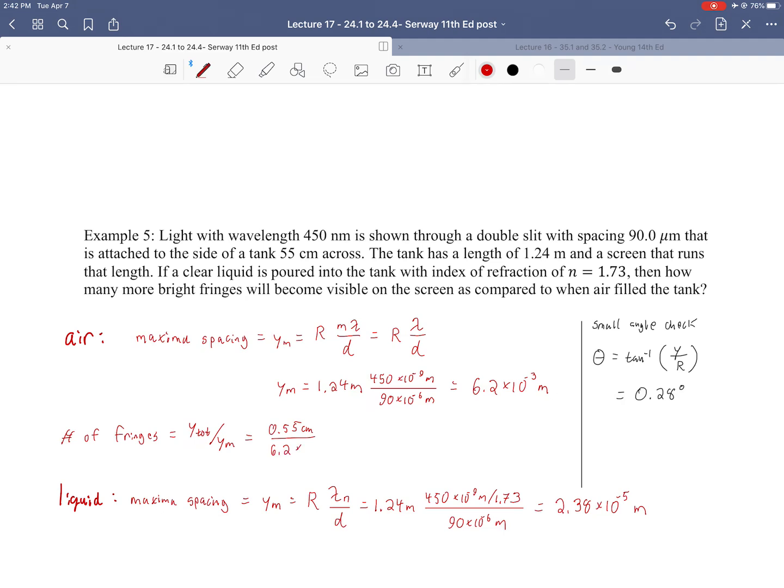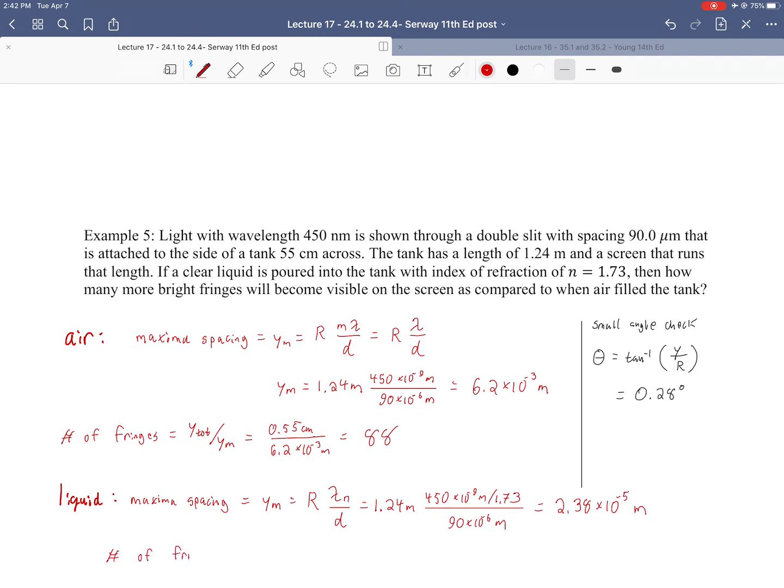Okay, so that's going to be our 55 centimeters divided by our spacing of 6.2 millimeters. So that's the total number of bright spots that fit, and we're going to round down, because we have to get an integer number; you can't have a half bright spot, not for our purposes at least. So we'll take 0.55 and divide it by 0.0062. All right, so I have 88 that fit in this case.